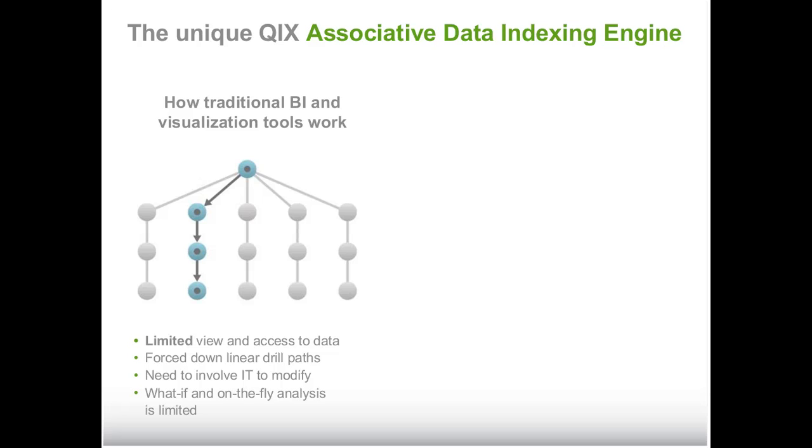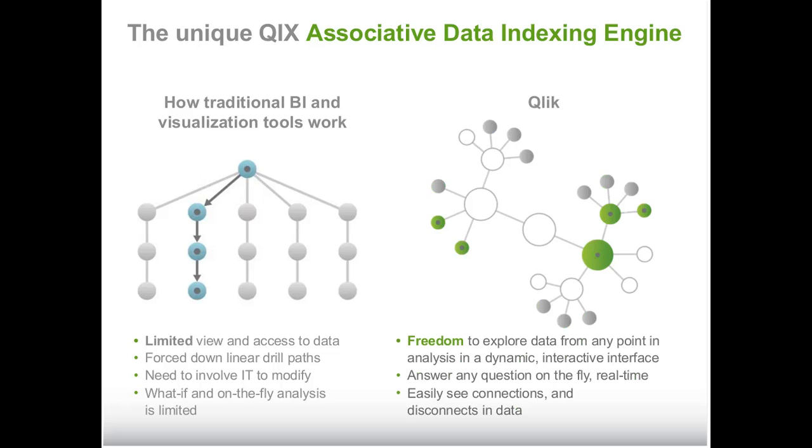And then the results that they get back are only the results of the query. They're not able to see the data around and make associations to make decisions. With Qlik, the key difference is this associative indexing engine. So with Qlik, you're able to index every data point to every other data point. Every field can be connected to every other field.